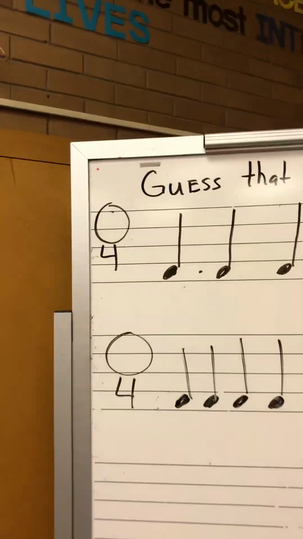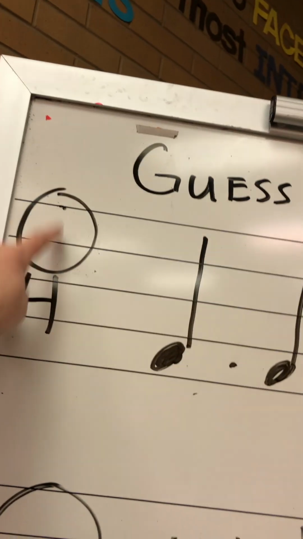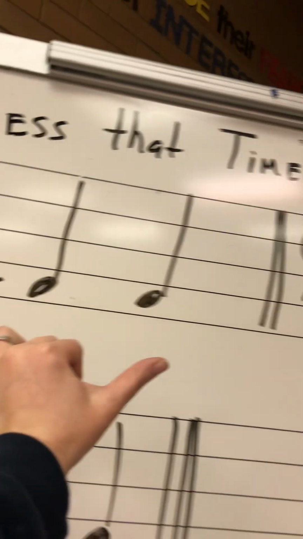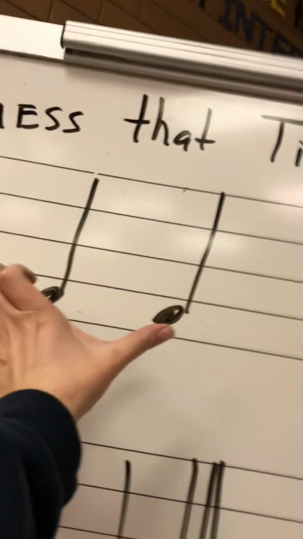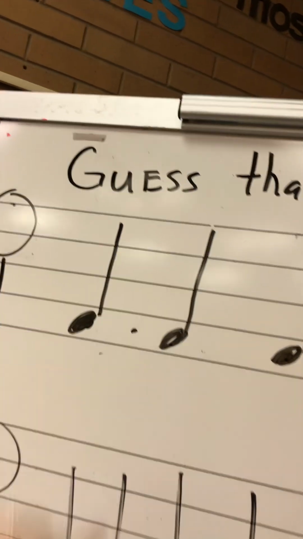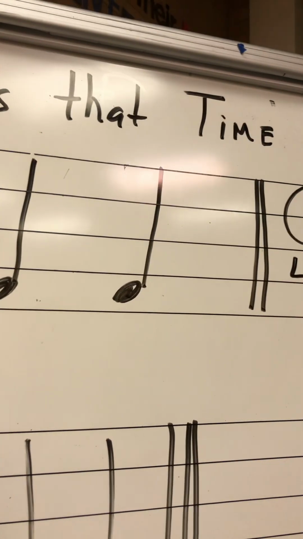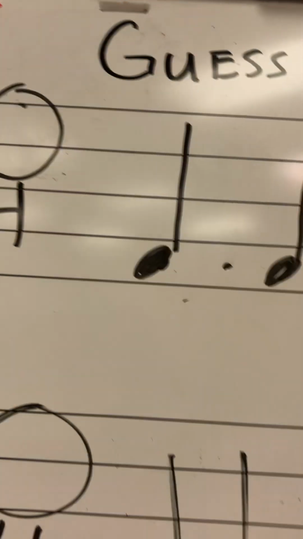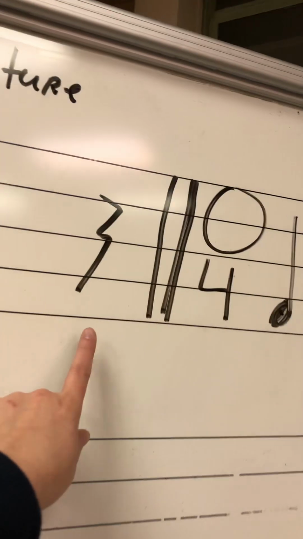Okay, so right here, the top number tells us the number of beats per measure. This is a double bar line. That means that's the end of the song. So this is the end. This is going to be the one question. And remember the bottom one tells us that this note is the symbol for the beat. This should be easy for you because we only know quarter notes and quarter rests.